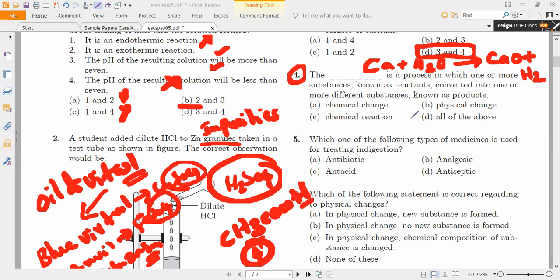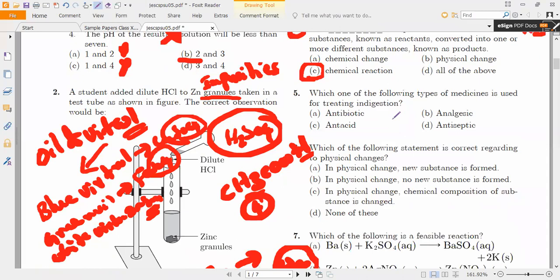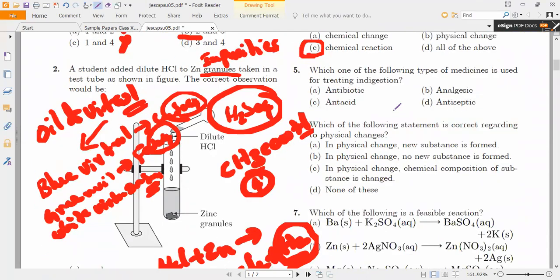The dash is a process in which one or more substances known as reactants are converted into one or more different substances known as products. Options: chemical reaction, chemical changes, all of the above, physical changes. Read carefully what they are asking. It is called a chemical reaction because there is more than one reactant and more than one product obtained. So it is known as chemical reaction only.